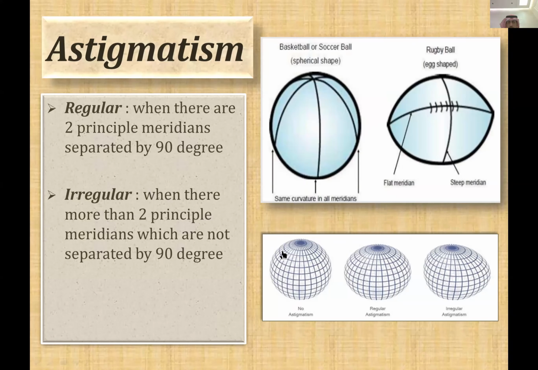This is the normal eye, almost spherical in shape. And this is the case of regular astigmatism. It's like an oval shape, or sometimes they call it American football shape. And this is the irregular astigmatism. It has no specific shape and more than two meridians.